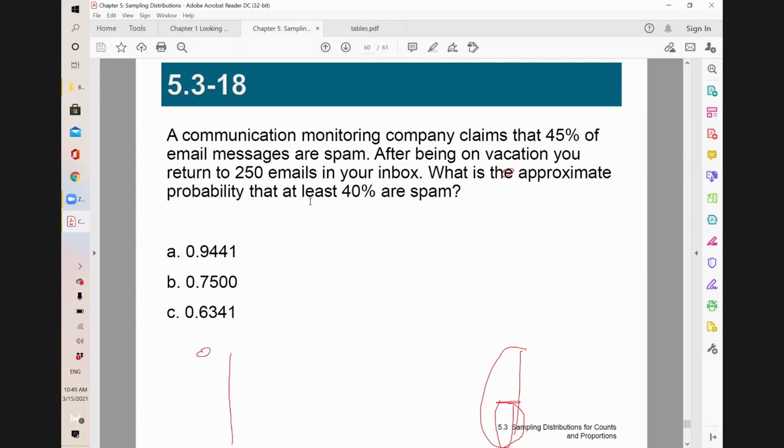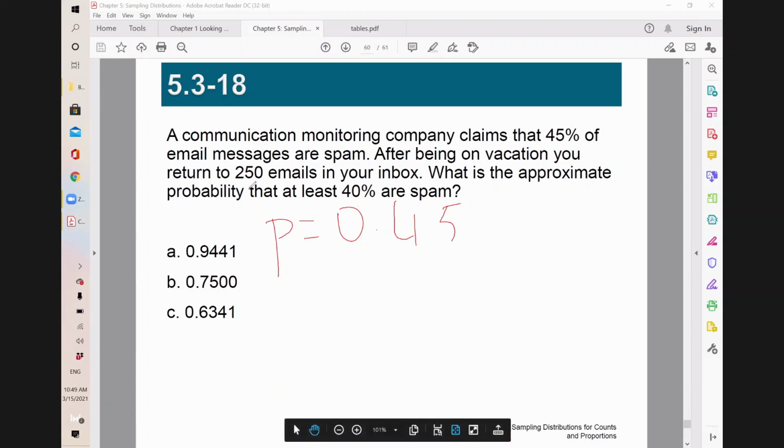Then what should I do? Here the probability of having a spam is p equal to 0.45. Clear? This is p. Then what is the number of emails we have in your email? We have a sample containing 250 emails. Okay, then n is equal to 250 emails.